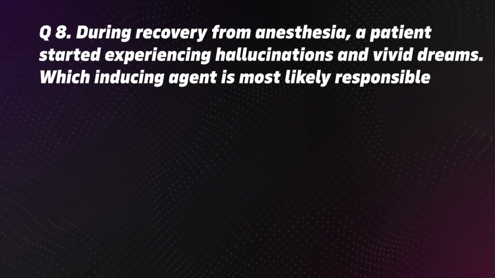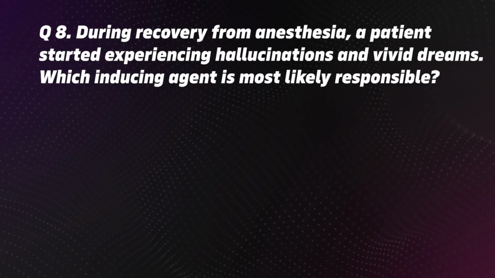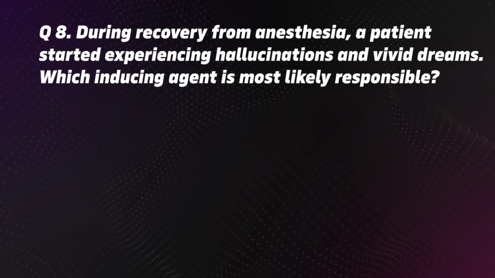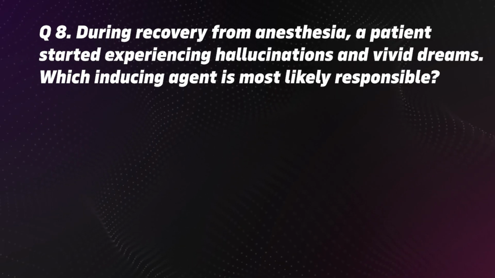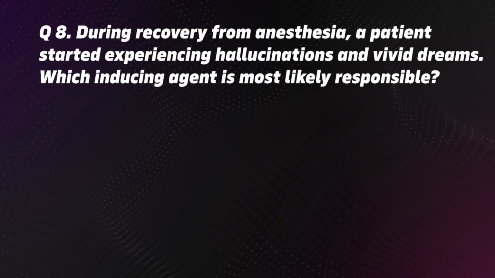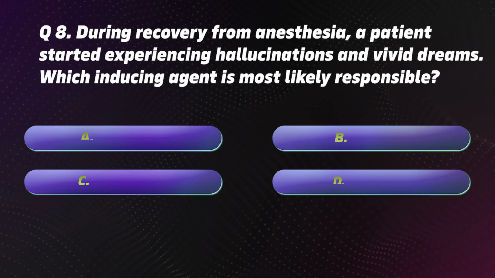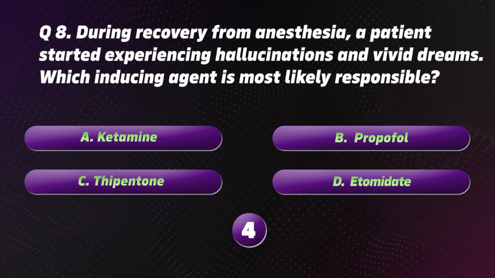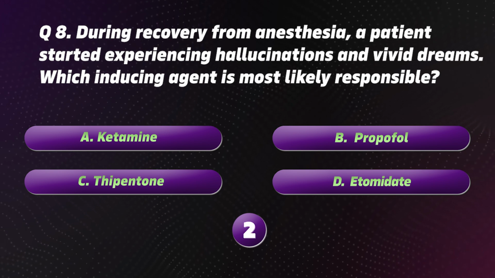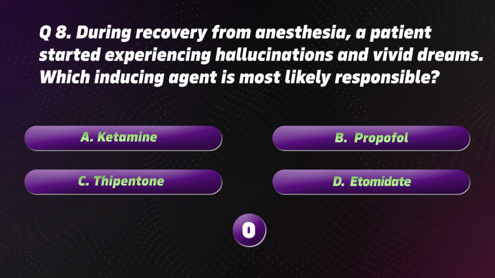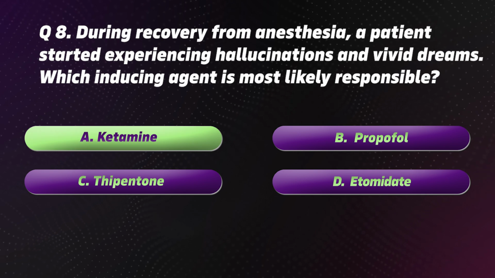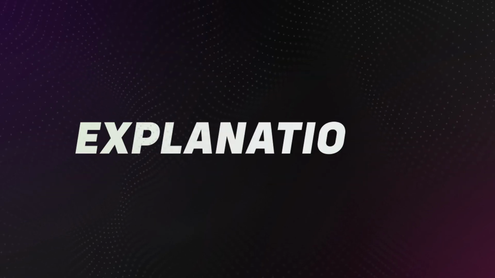Question 8. During recovery from anesthesia, a patient started experiencing hallucinations and vivid dreams. Which inducing agent is most likely responsible? Here are the options. A. Ketamine, B. Propofol, C. Thiopentone, D. Etomidate. And the correct option is A. Ketamine. Here is the explanation.